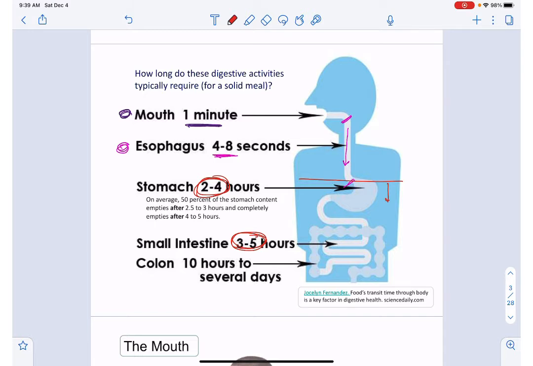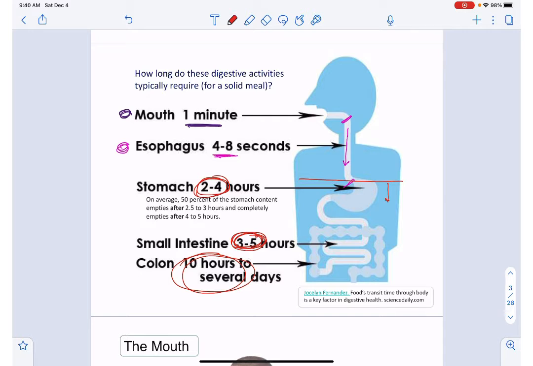And so, we don't want to mess around here. We want to take our time in the small intestine. So food is staying there from 3 to 5 hours. And then we get down into the large intestine, into the colon, and food can stay there for 10 hours up to several days.